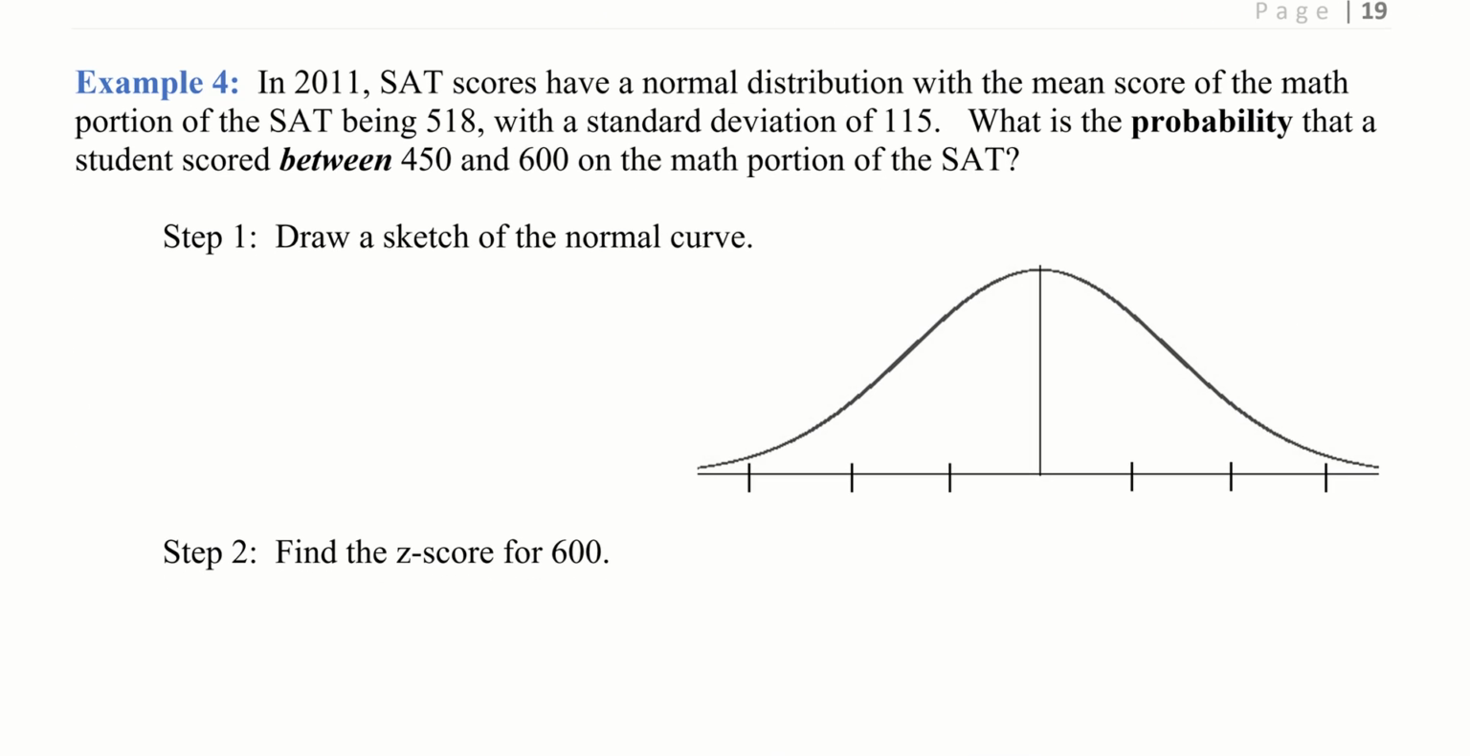Nice. Example number 4. Nope, I lied. No, this whole thing is one problem. Okay, in 2011, we've got our SAT mean of 518, standard deviation of 115. That looks very similar. What is the probability that students scored between 450 and 600? Unfortunately, we can't do this in one step, right? So we have to do multiple steps to get this.